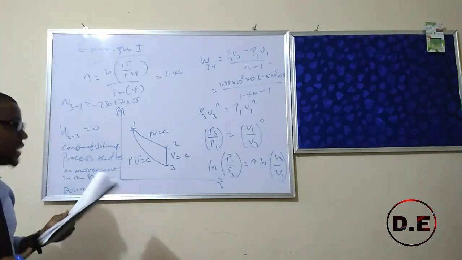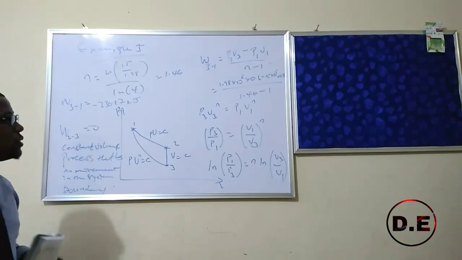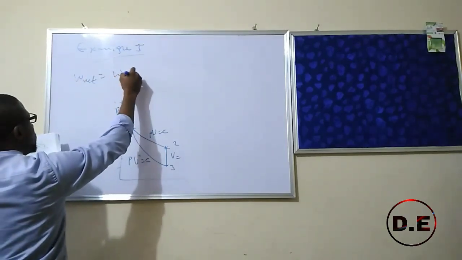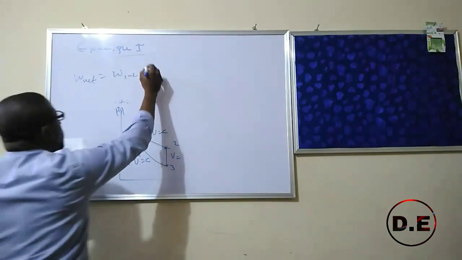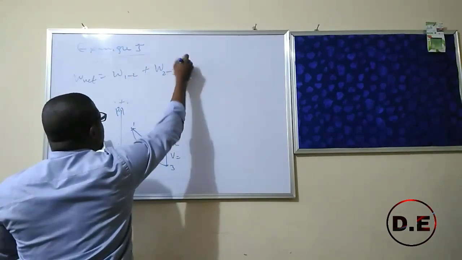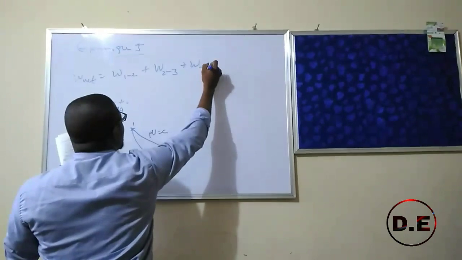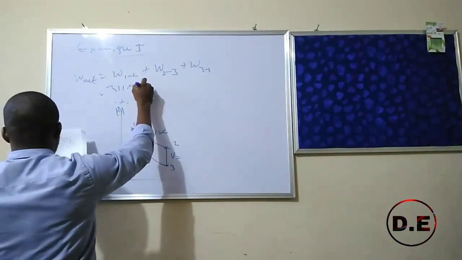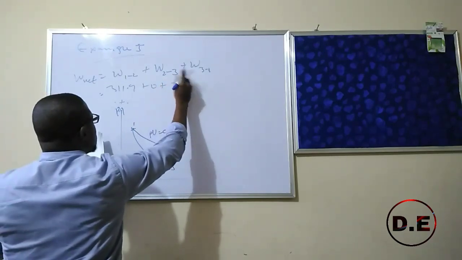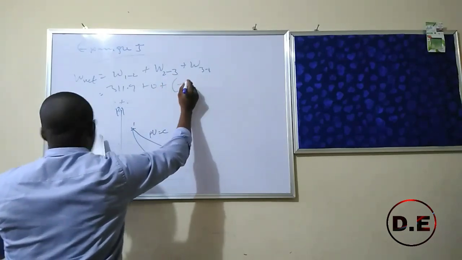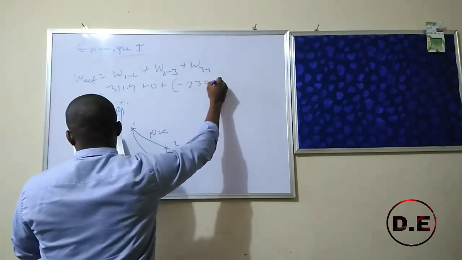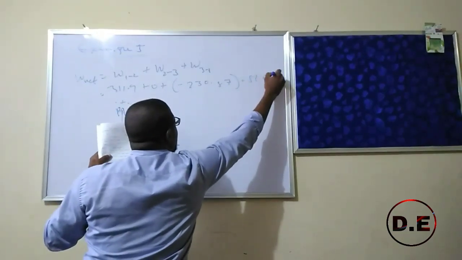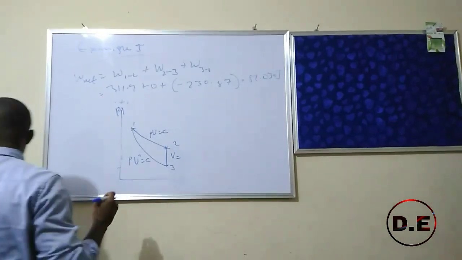So we can now calculate what the net work done in the system is. W net is equal to W12 plus W23 plus W31. W12 was 311.9 plus 0 plus minus 230.87, which is 81.03 kilojoules.